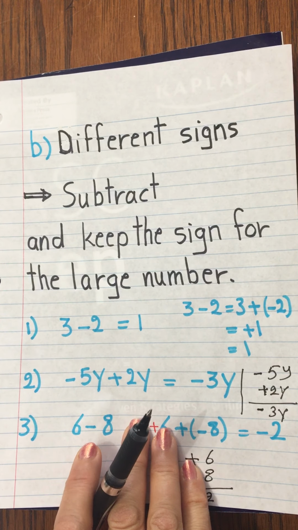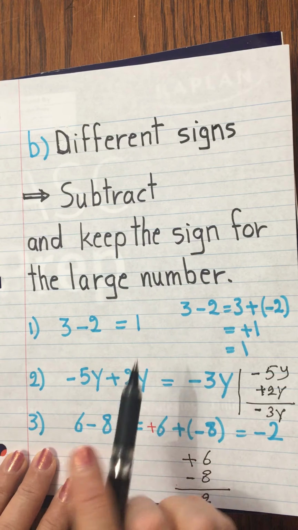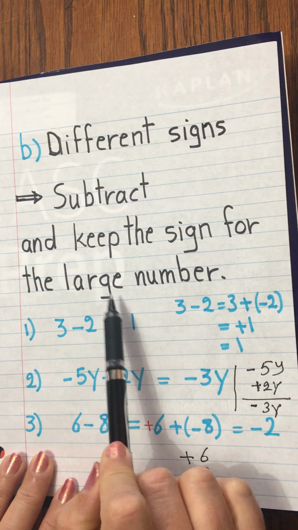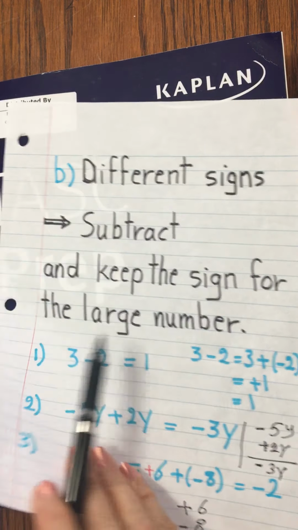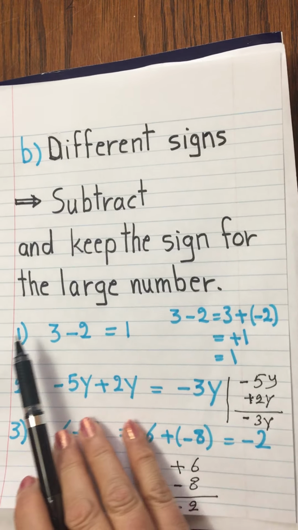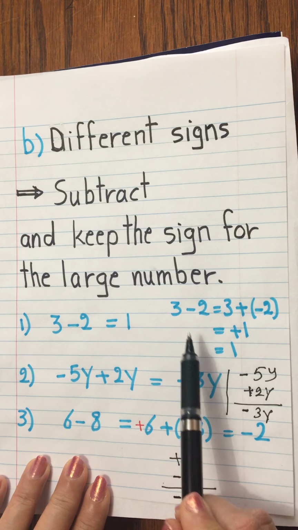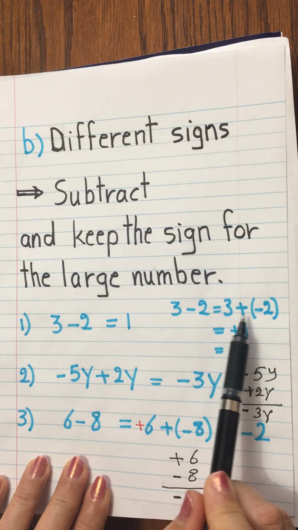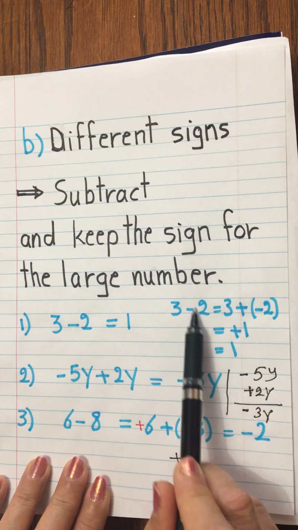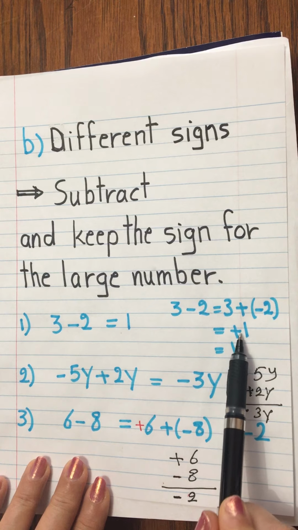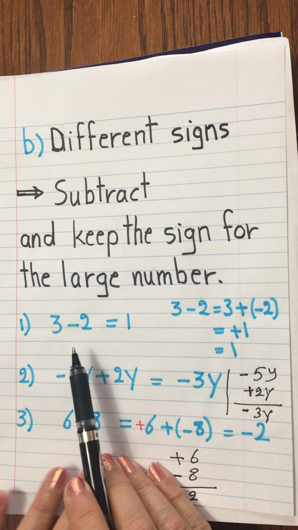Different signs. So I'm going to subtract and keep the sign of the larger number. 3 minus 2 equals 1. And this is the explanation. It means 3 plus -2, so I can change the 2 to -2. So different signs, subtract and keep the sign, which means 1.